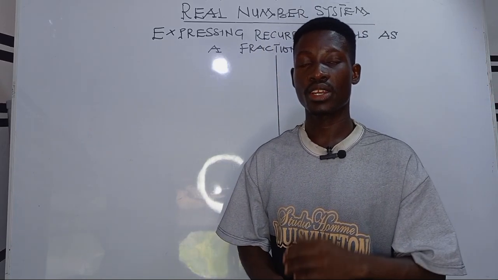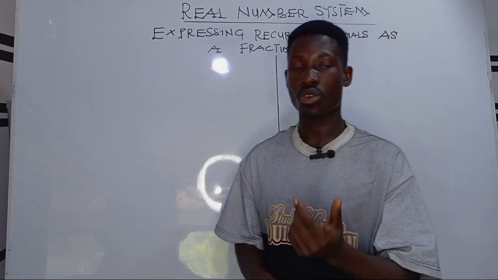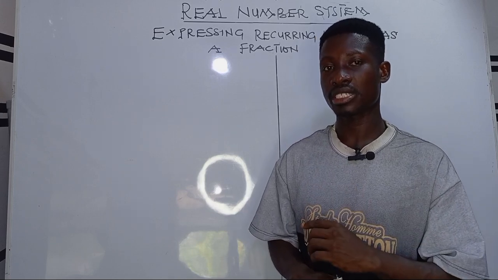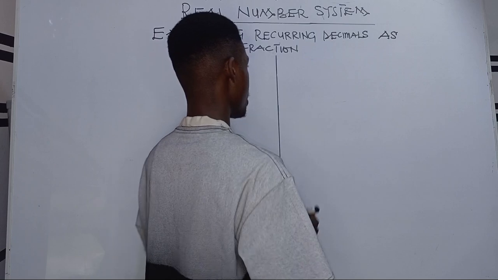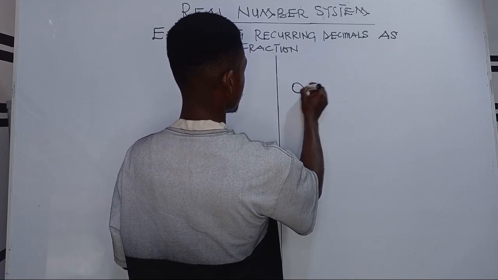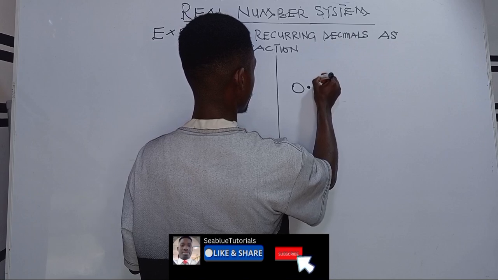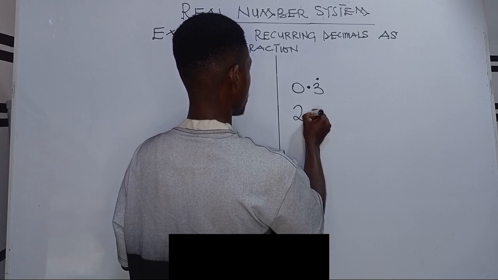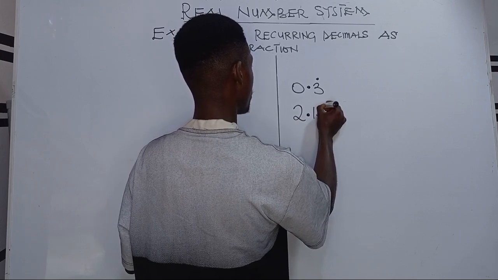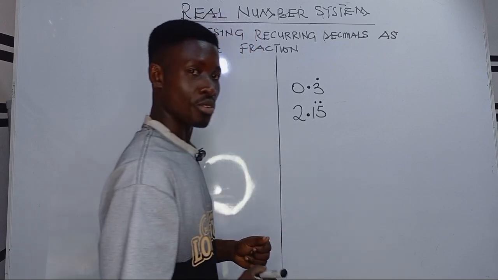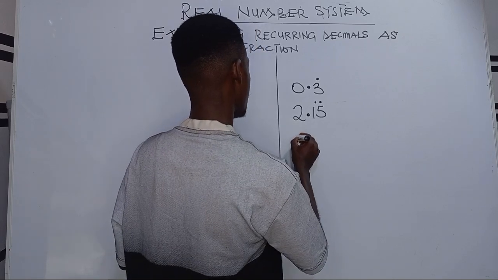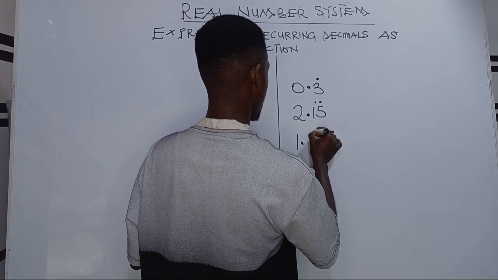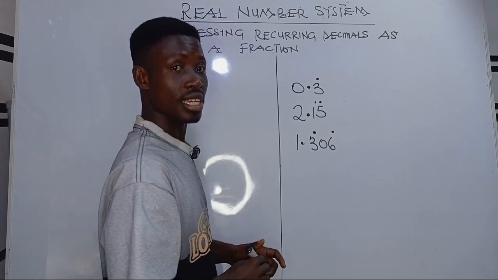In this very lesson, we shall be looking at part 2 of expressing a recurring decimal as a common fraction. In our previous lesson, we learned how to express recurring decimals such as 0.3 dots as a common fraction. We also learned how to express recurring decimals such as 2.15 dot dot as a common fraction. We also learned how to express, let's say, 1.306 as a recurring decimal as a fraction.